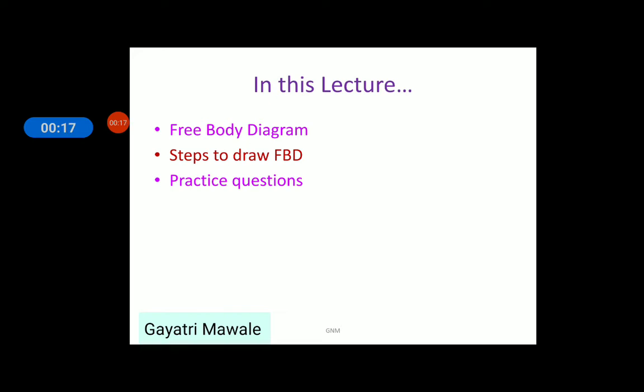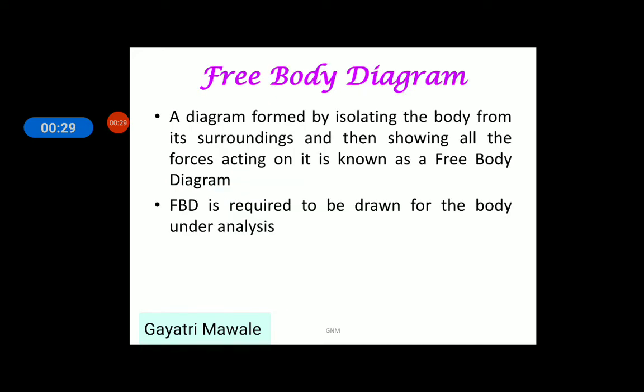In this lecture, we will study what is free body diagram. Then we will discuss steps to draw FBD, and then we will try some practice questions. A diagram formed by isolating the body from its surroundings and then showing all the forces acting on it is known as free body diagram. Free body diagram is required to be drawn for the body under analysis.